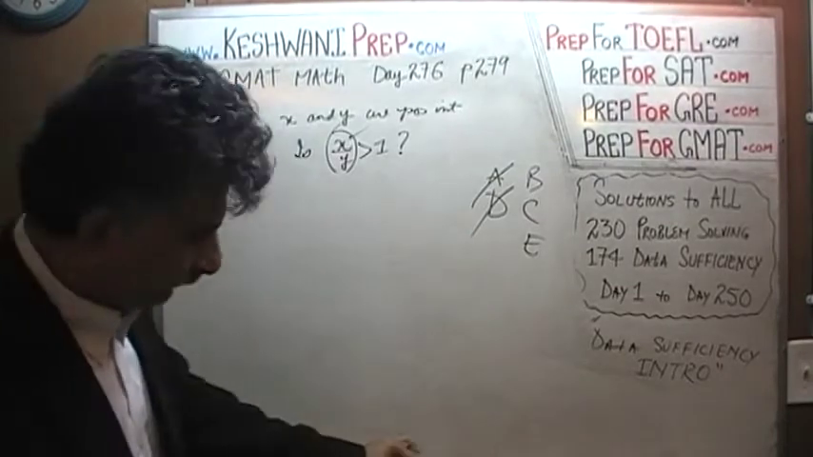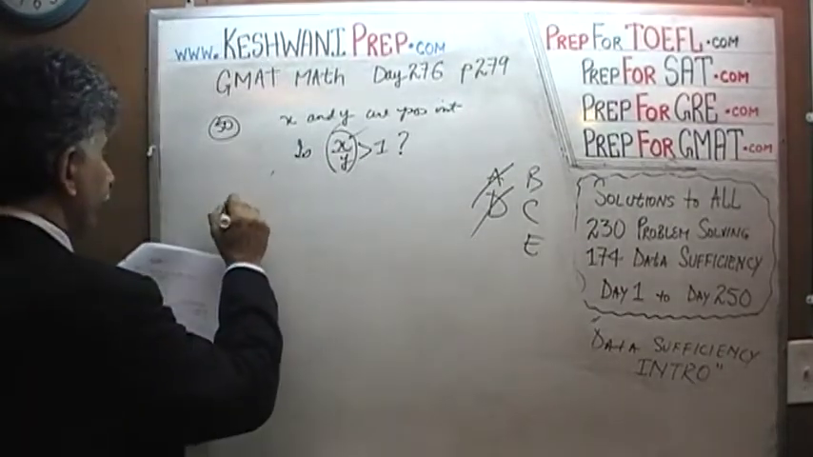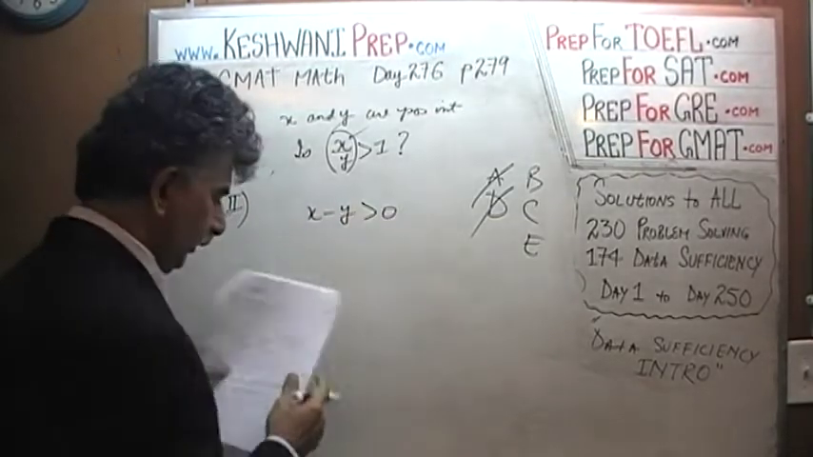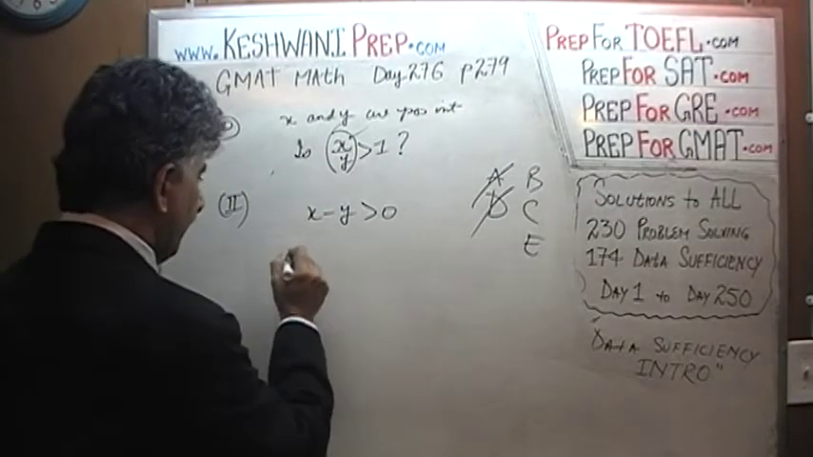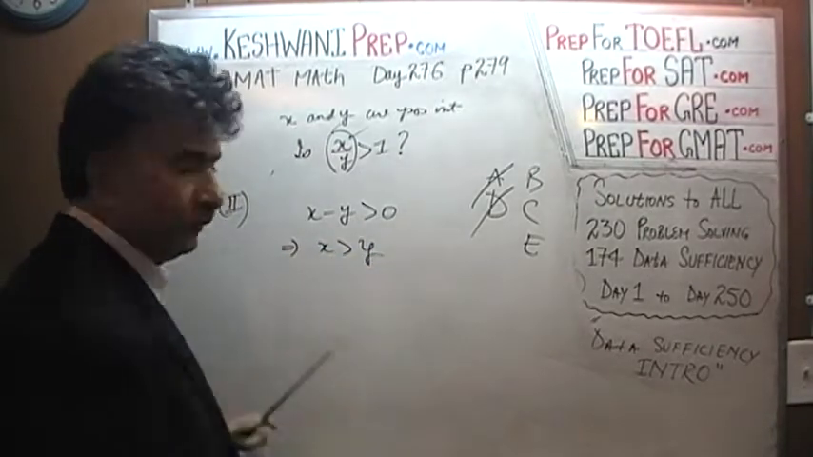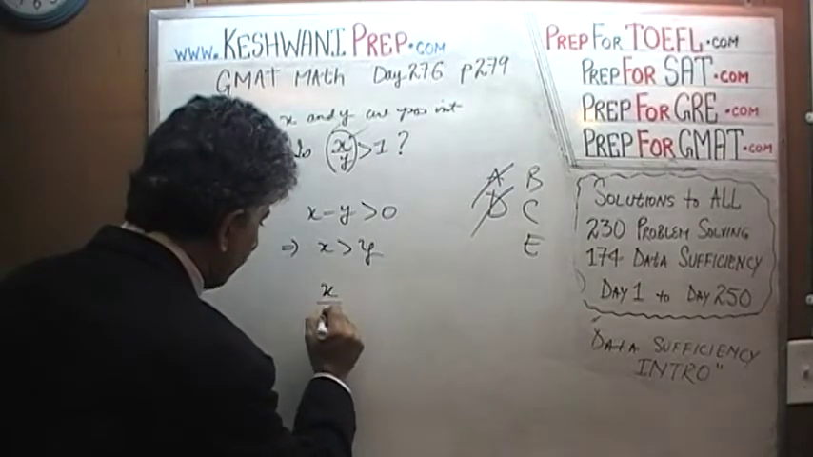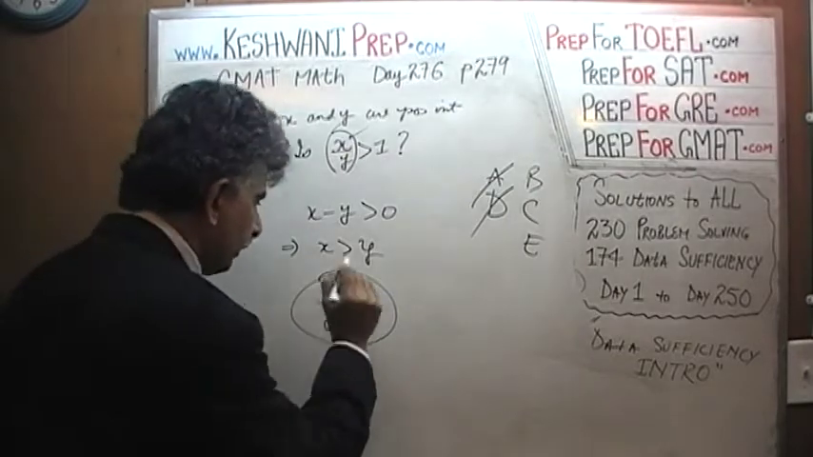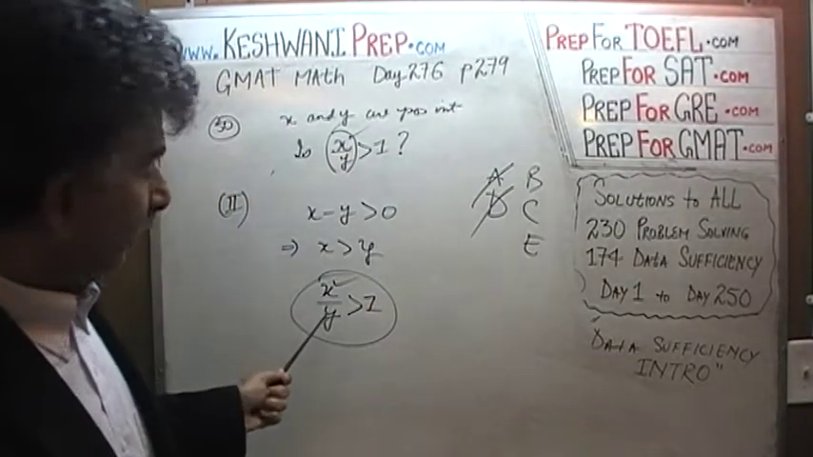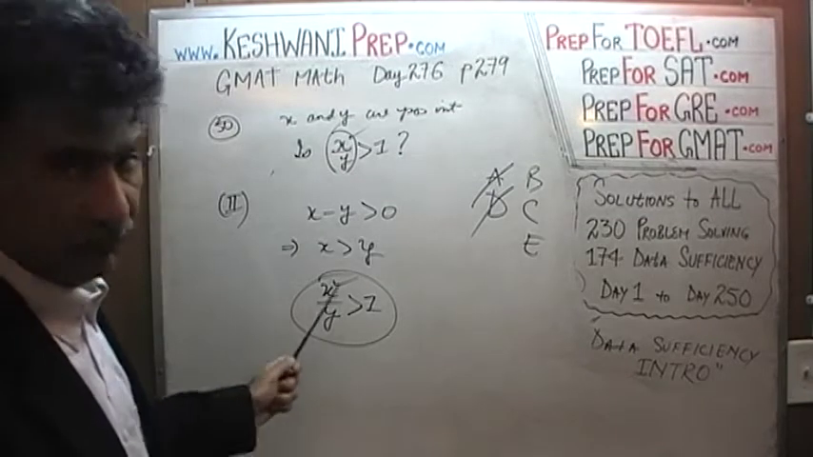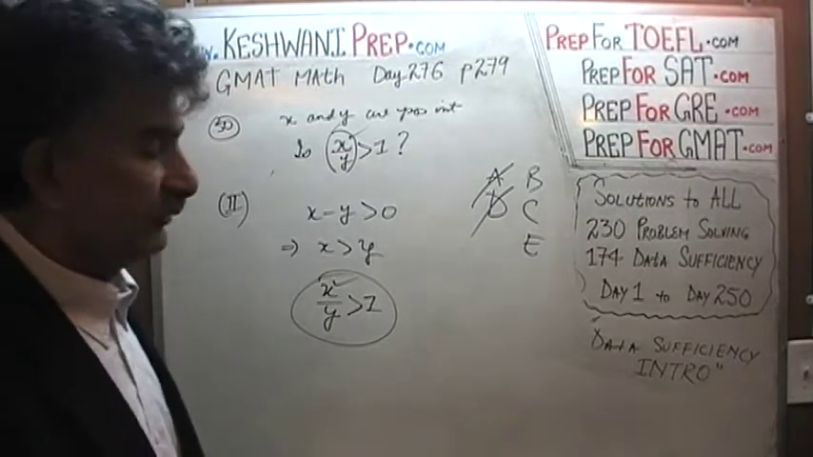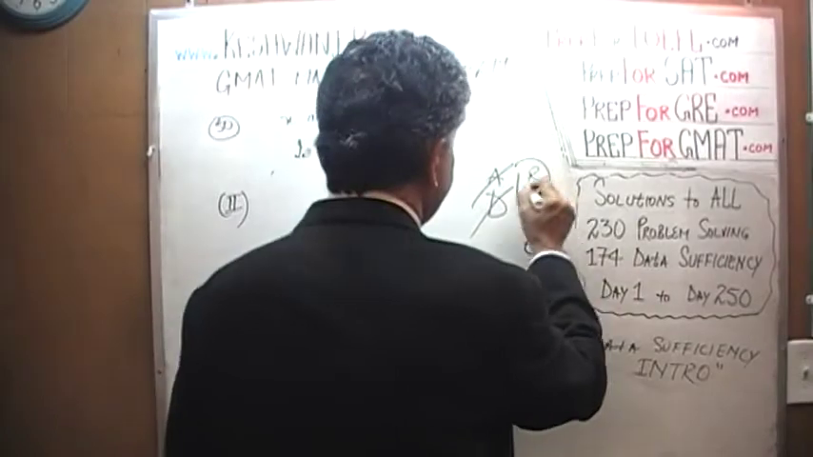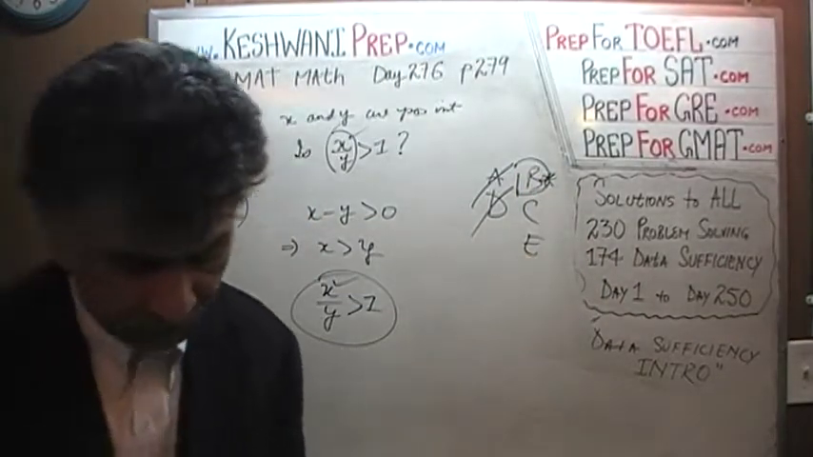In the second statement, they tell us that their difference, x minus y, is positive. Well, if x minus y is positive, that implies that x would have to be more than y. And if x is more than y, then x over y would have to be more than 1, because the numerator, the top part, is more than the denominator. So this fraction has got to be more than 1. The second statement by itself does the job. The first statement was no good. The answer to this problem turns out to be B. Let's move on then.